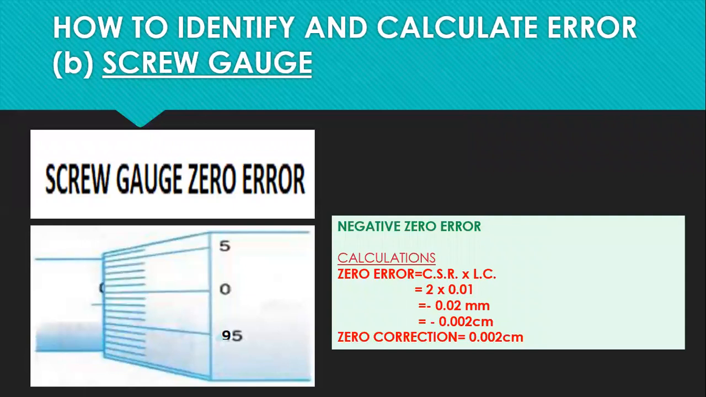In case of this situation, in this picture, if you see the zero of circular scale is above the index line, you will have to count the number of divisions. The starting line and the finishing line are the same. Obviously, if you see over here 95, then 96, 97, 98, 99, 100.